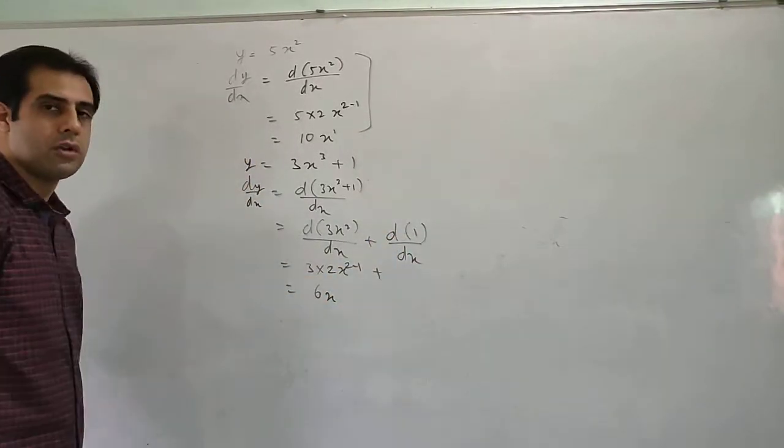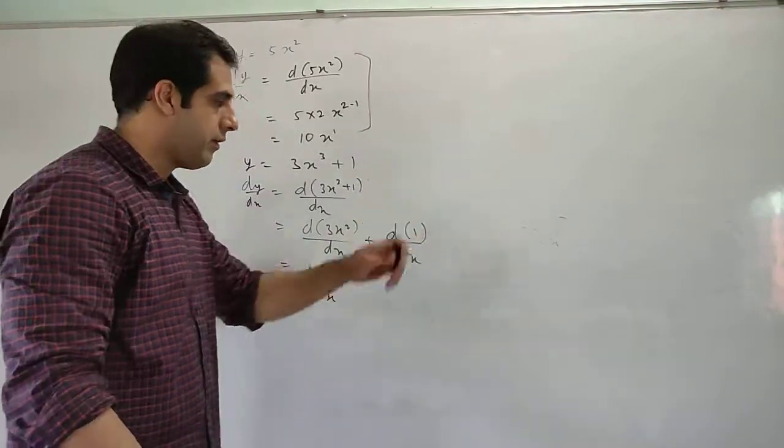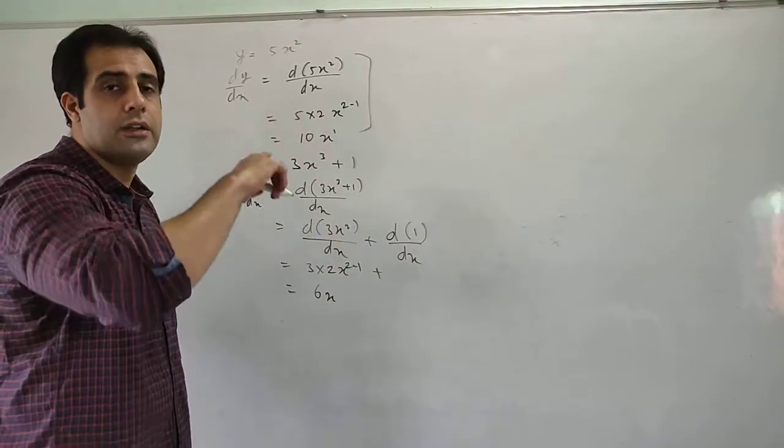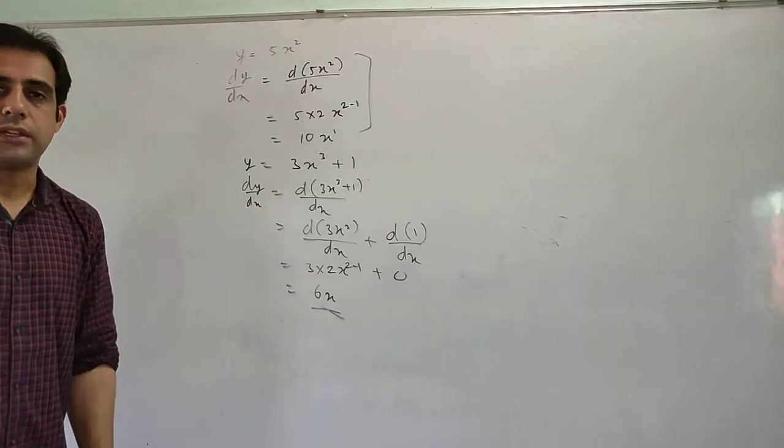Plus, this is a constant. 1 is not going to change no matter how much we change x. It will always remain the same. And we already studied differentiation of a constant is 0. So our final answer will be equal to 6x.